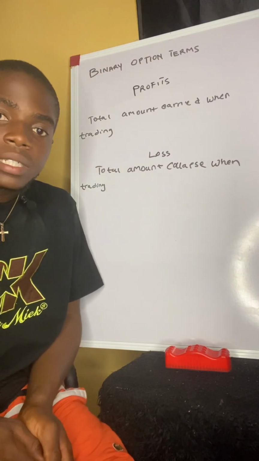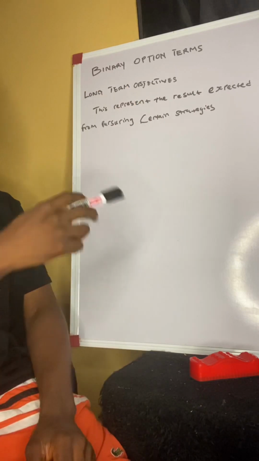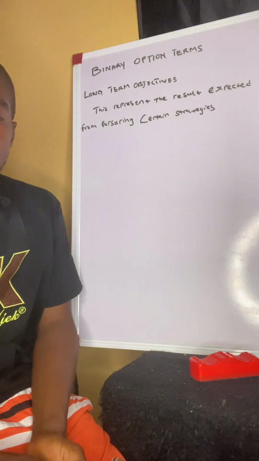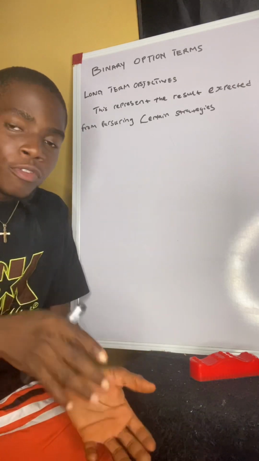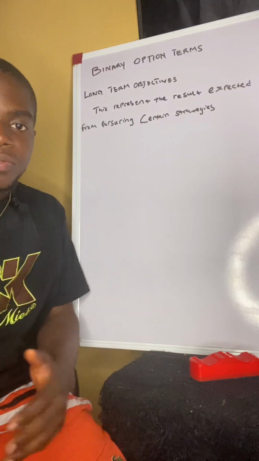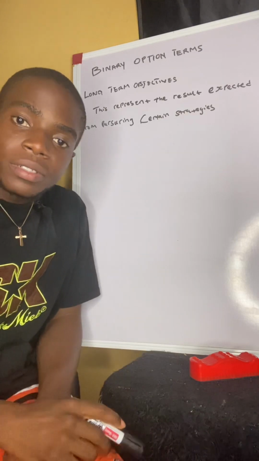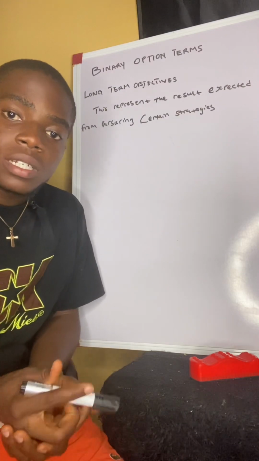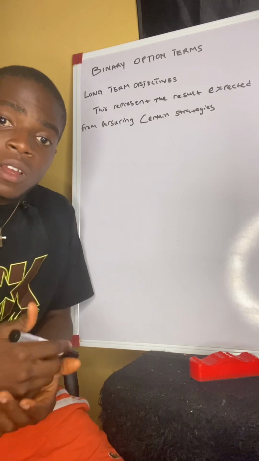So guys, let's go to our next term. Look at the words long-term objective. As you can see, this represents the result expected from a certain strategy. One thing about trading is that you must learn to follow a particular strategy. You don't move from one place to another because one trader is making money and then jump over to another trader when that trader is making money with a different strategy. You focus on one trader and focus on the strategy. If the strategy is profiting you massively, then you stick to that trader.